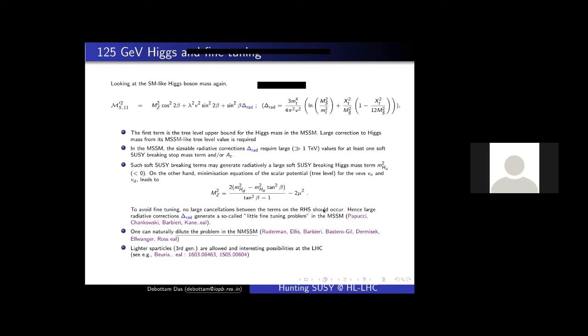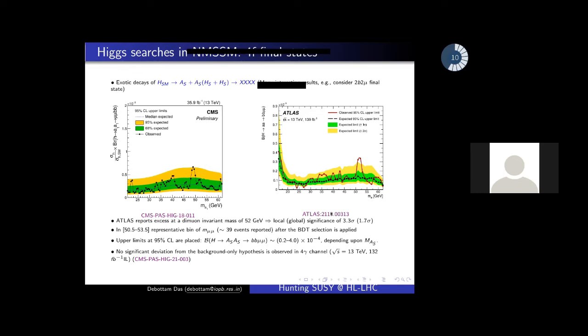Then I have to go to the results. The NMSSM can also reduce the fine tuning problem, as I have discussed, because it does not require much larger values of the stop masses and couplings. So the little fine tuning problem is reduced in the NMSSM.